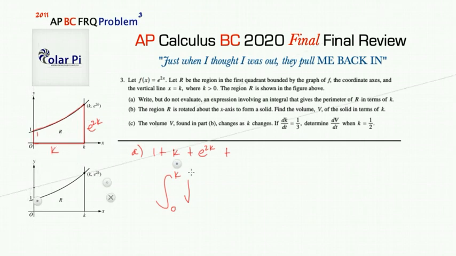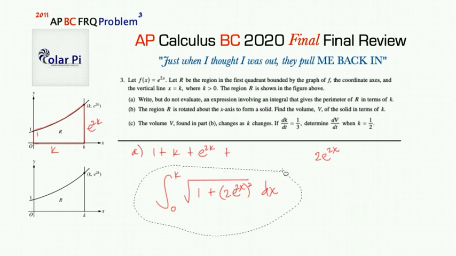the square root of what? The square root of 1 plus dy dx squared, right? So the square root of 1 plus, and then since the function is this, dy dx is f prime, right? And so that's going to be 2e to the 2x, so that's not so hard. So 2e to the 2x squared, and then of course dx outside of the square root. Okay, so you put these guys together, and that answers part A.